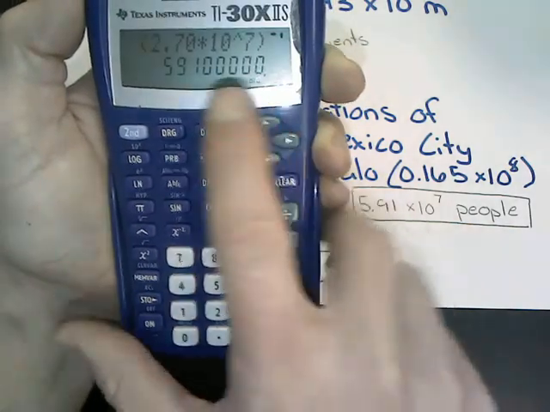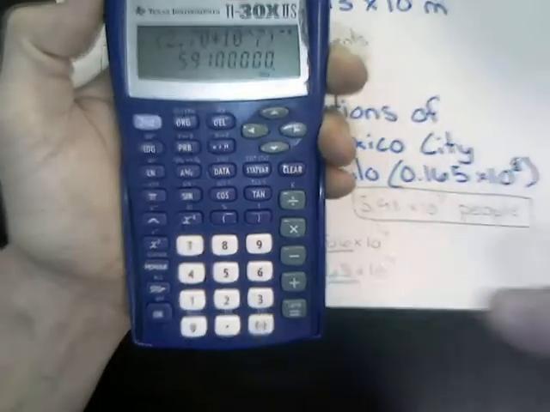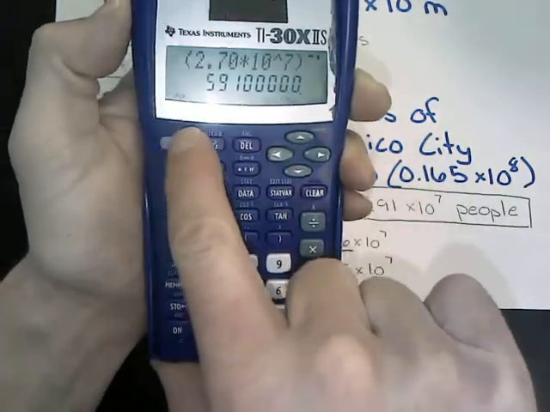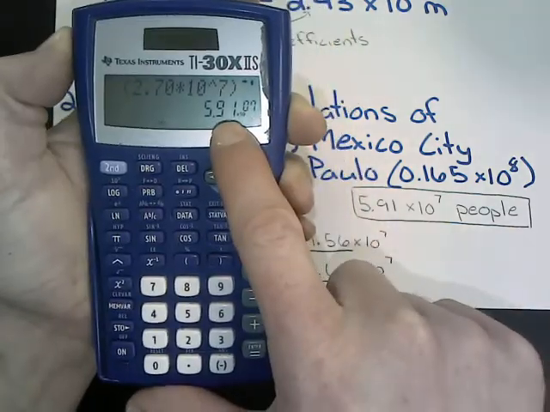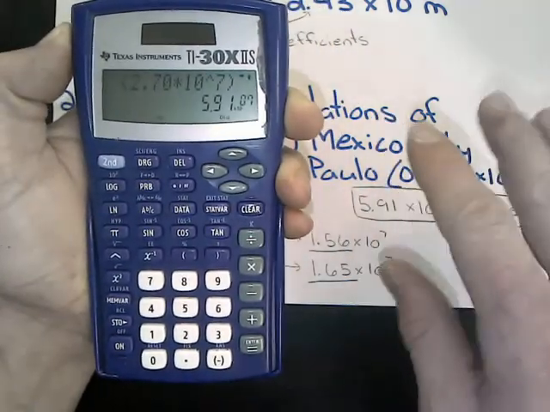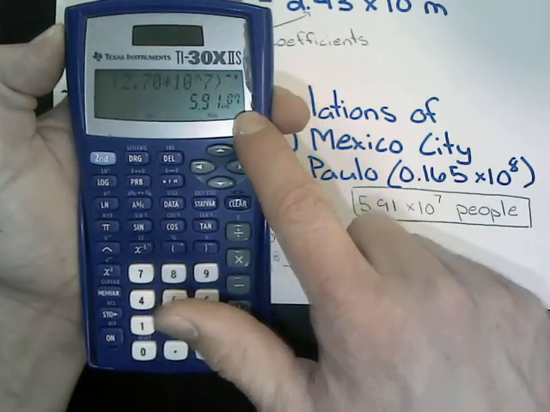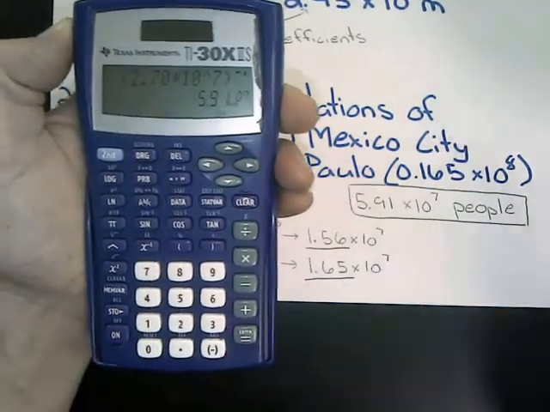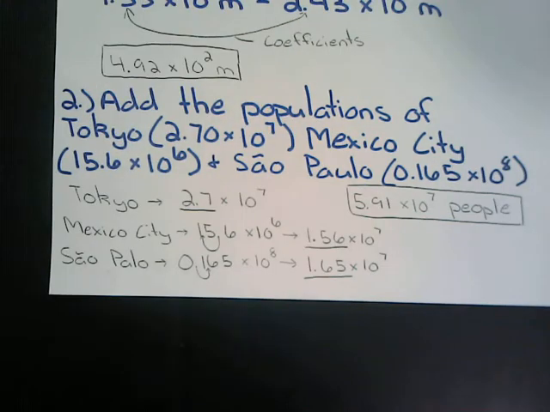I press enter, and again, I get all these zeros, but I'm not in scientific notation. So what I need to do here is get into scientific notation and check that out. Just by adding these together and double checking our calculator, I get the same value of 5.91 times 10 to the 7th as I did through adding this together. So our rules do work when we add and subtract our numbers.